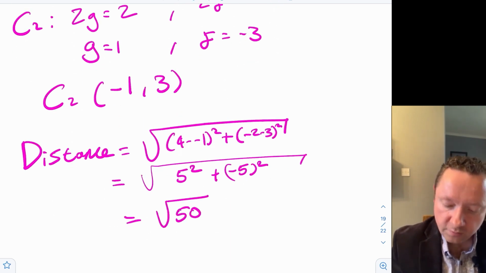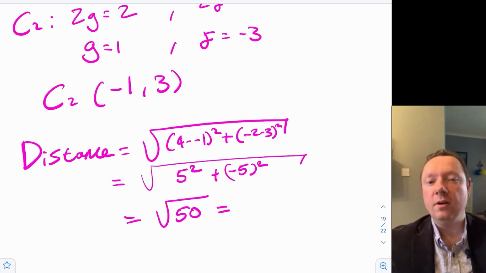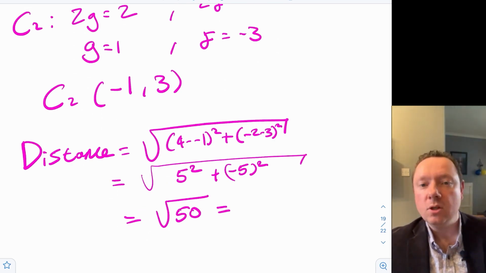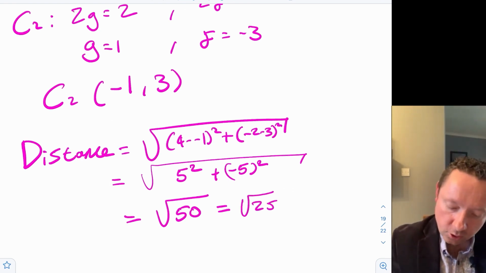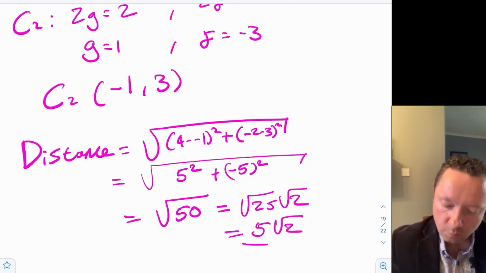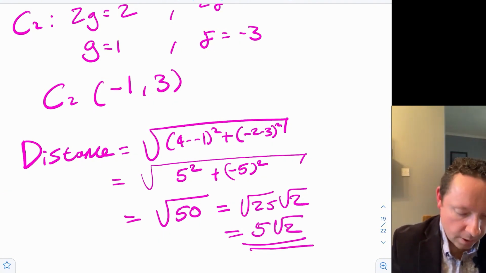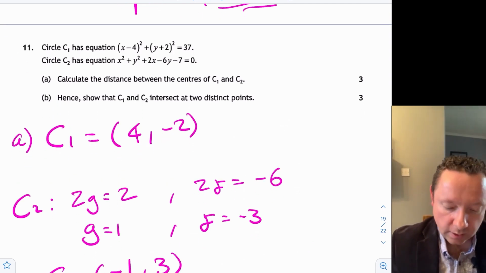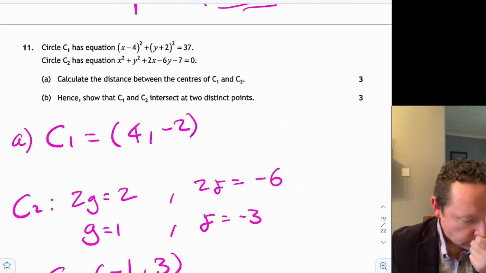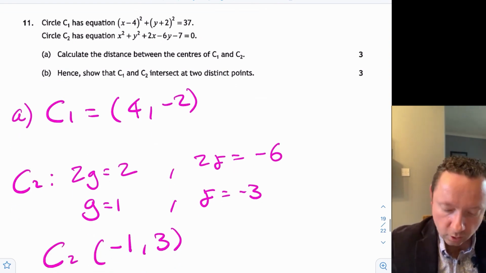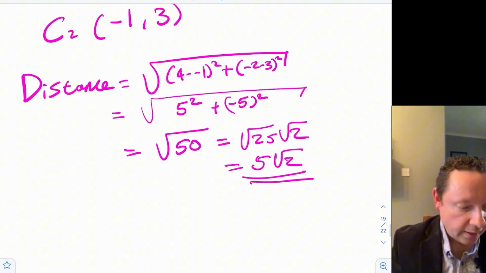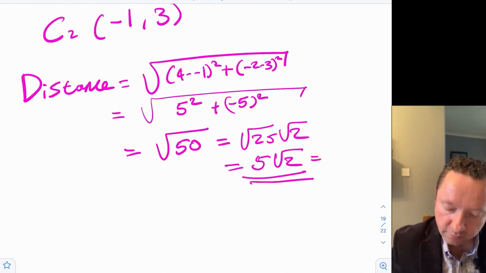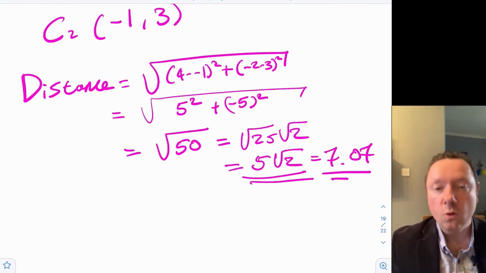We can simplify that if we want, or just put root 50 in our calculator if you don't want to mess about with simplifying. That is a calculator paper after all. But root 25 times root 2, root 25 is 5, so we can leave it as 5 root 2, or put it in our calculator. Part B says, hence show that C1 and C2 intersect at 2 distinct points. So we already know that the distance between the centres is 5 root 2. Now, if you had put that in a calculator, you would get an answer of 7.07. So I'm just going to note that for now.